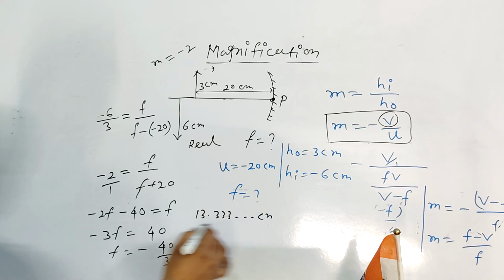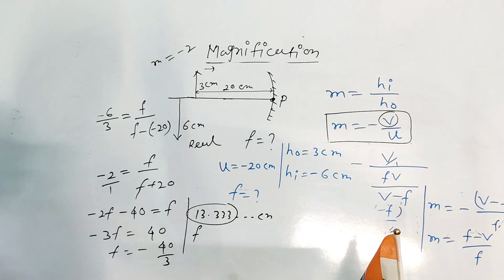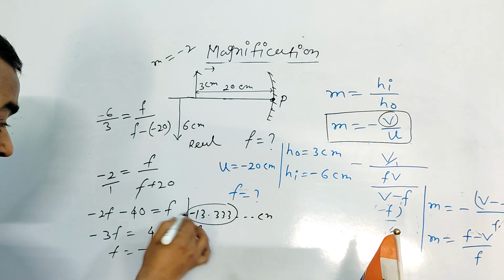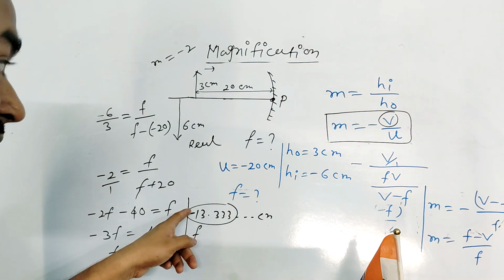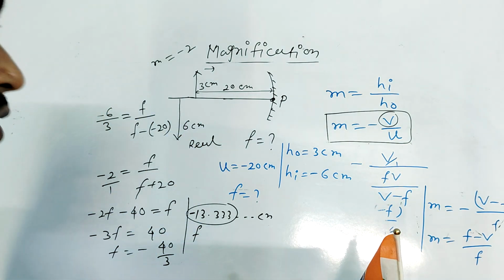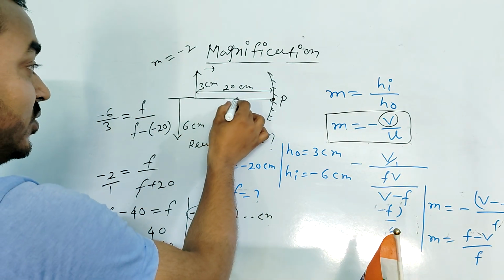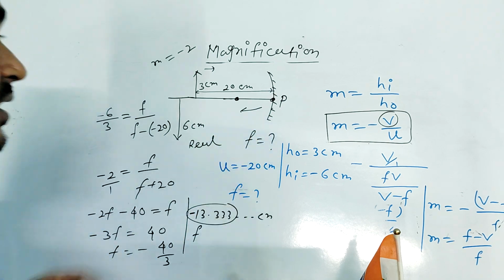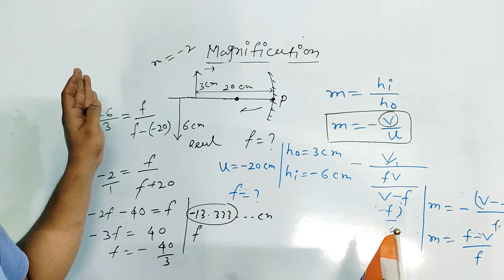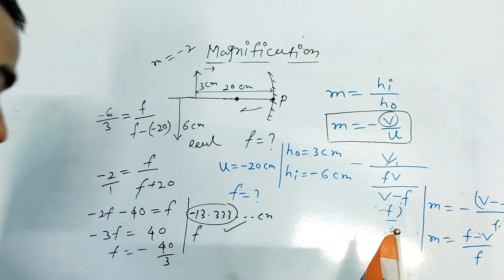We are getting 13.3333 centimeter, this is the value of f. So f is equal to 13.3333 centimeter, 40 by 3, 13 point something, with a negative sign. The negative sign indicates it is opposite to the direction of the incident ray, and we know for a concave mirror the focus is in front of the mirror, opposite to the direction of the incident ray. So we are getting minus 13.33.